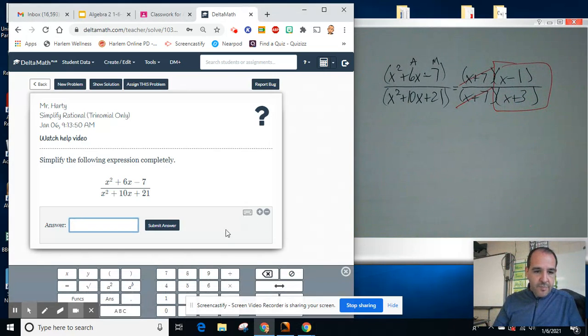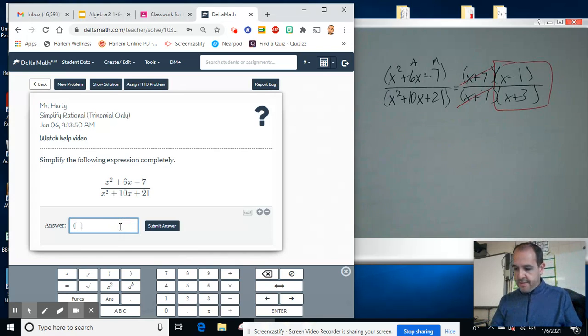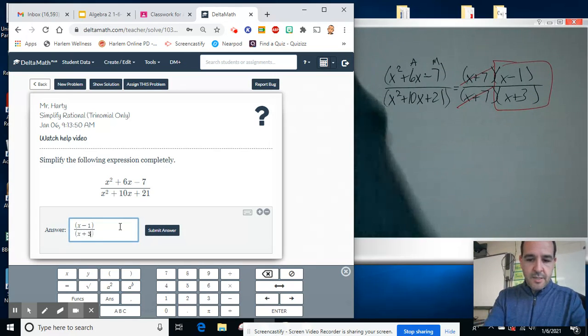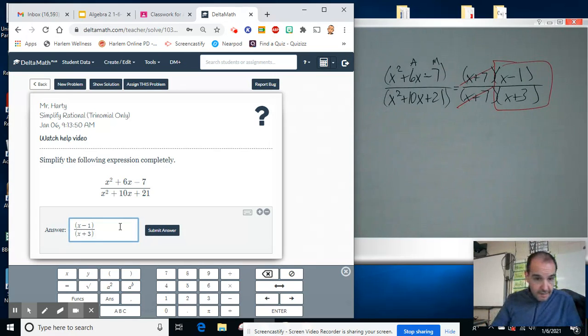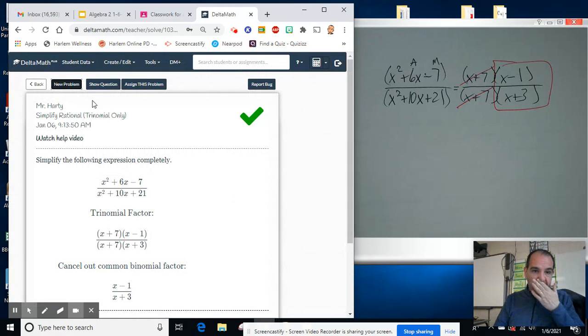So let's see here. We have all sorts of things that are in my way here. All right, let's do parenthesis x minus 1 divided by parenthesis x plus 3. Make sure I put my signs right. Feeling good? All right. Yeah, buddy.